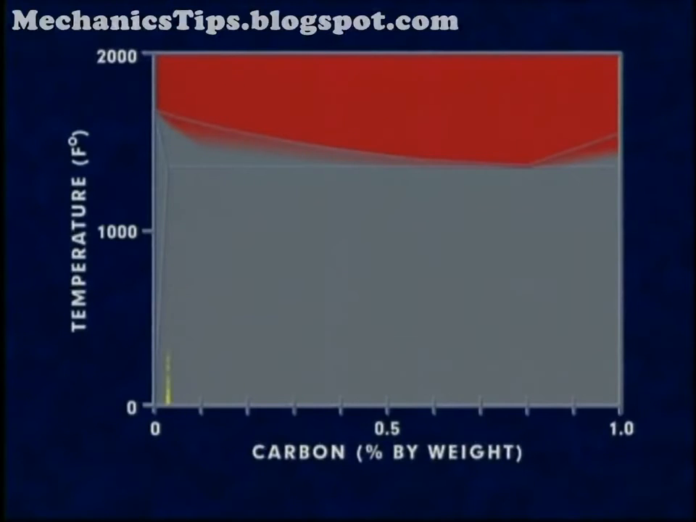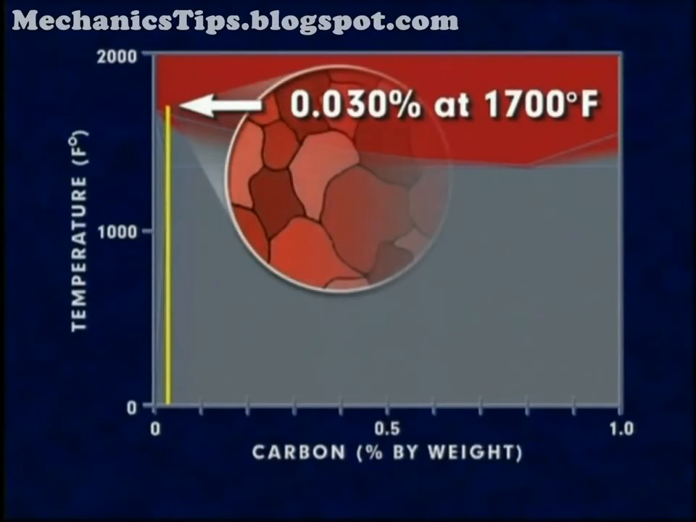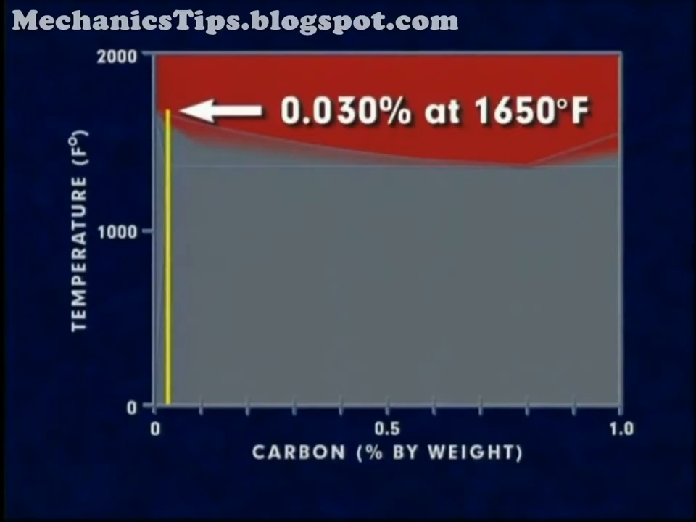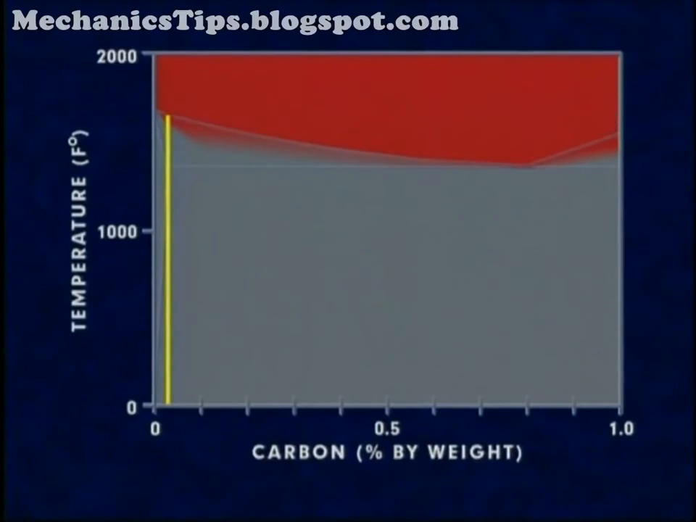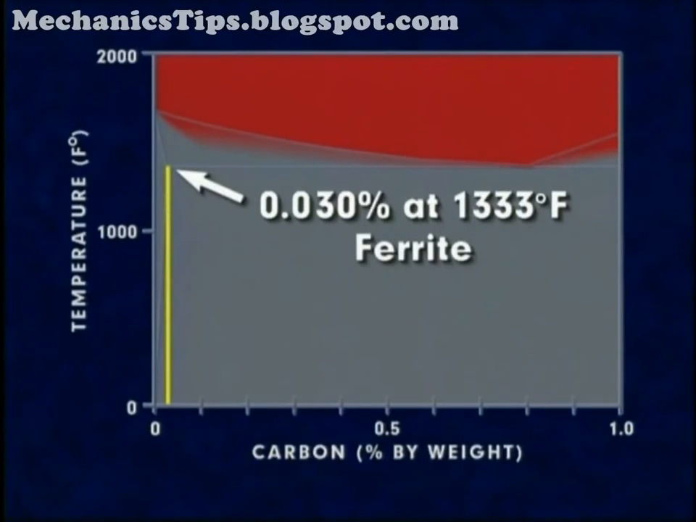If steel containing 0.030% carbon is heated to about 1,700 degrees Fahrenheit, the structure will consist entirely of austenite. If it is then cooled slowly at about 1,650 degrees Fahrenheit, the austenite begins to transform to ferrite. As cooling continues, more and more ferrite is formed, until at 1,333 degrees Fahrenheit, the remaining austenite transforms completely. Ferrite can retain only 0.025% carbon at this temperature.